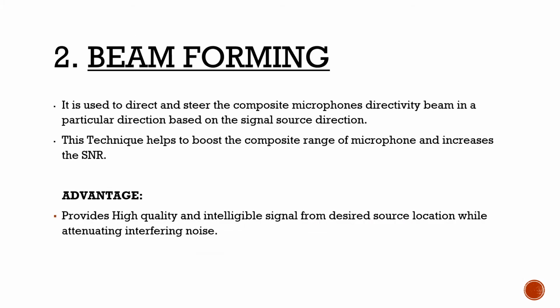Next step is beamforming, where the input chirp signal is processed. The input chirp signal is broadcast in every direction at once, and all these crossing signals cause serious interference. Beamforming is like a traffic signaling system for signals. It is used to direct and steer the composite microphone directivity beam in a particular direction based on the signal source direction. Instead of broadcasting in every direction, it allows us to send a focused stream of data in a specific direction. Thus, it prevents interference and is way more efficient, which also improves the SNR.